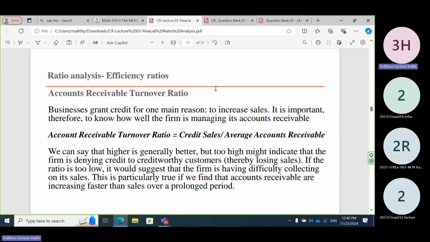After doing this analysis, we can say that high is generally better, yes, but too high might indicate that the firm is denying credit to the customers. If the ratio is too low, it would suggest that the firm is having difficulty collecting on credit sales. This is particularly true if we find that account receivables are increasing faster than sales for a prolonged period.